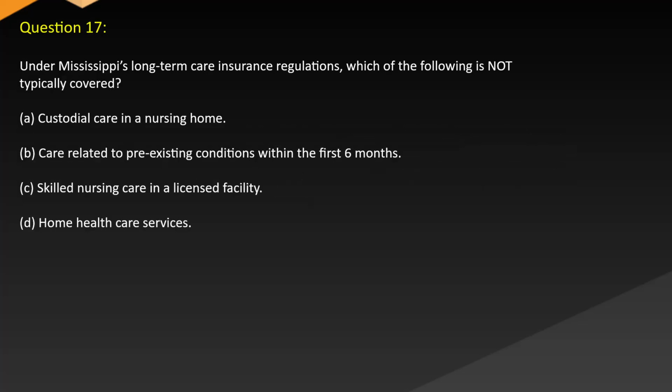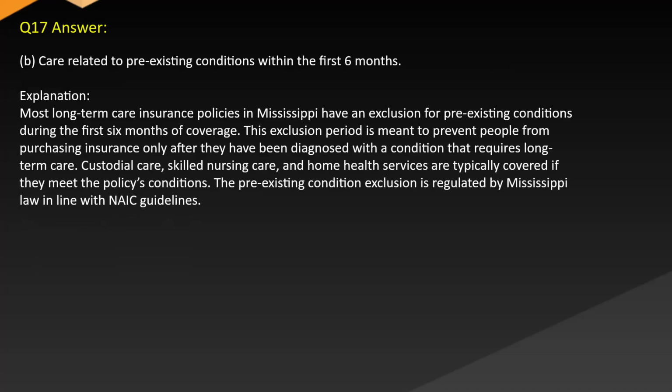Question 17. Under Mississippi's long-term care insurance regulations, which of the following is NOT typically covered? A. Custodial care in a nursing home. B. Care related to pre-existing conditions within the first 6 months. C. Skilled nursing care in a licensed facility. D. Home health care services. Answer: B. Care related to pre-existing conditions within the first 6 months.